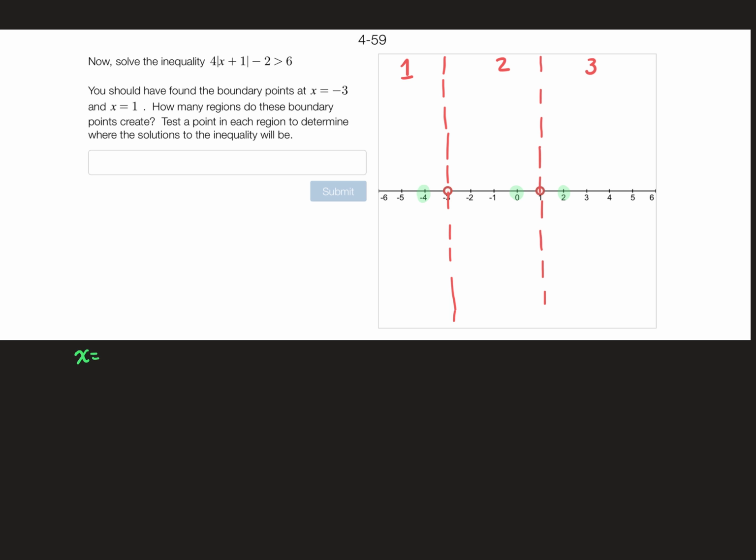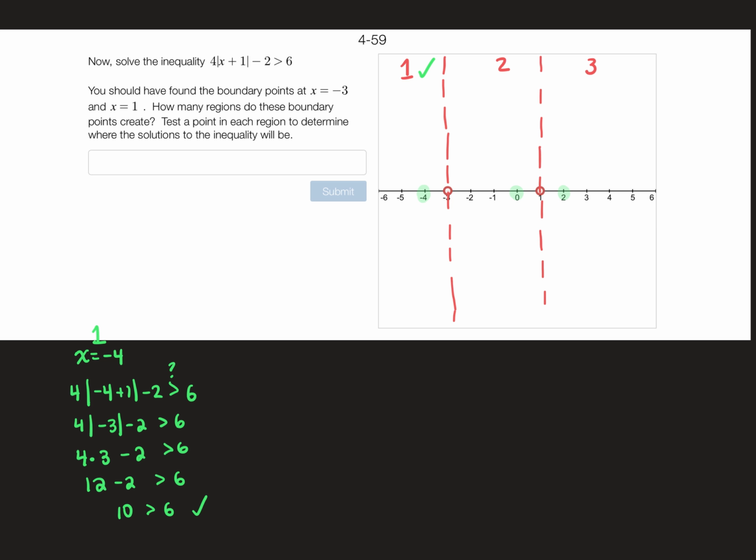So when x equals -4, that's region 1. I'm going to plug -4 into my inequality. So I'll have 4 times the absolute value of -4 plus 1, minus 2, and I'm trying to decide if that is greater than 6. All right, so I'd have 4 times the absolute value of -3. That's going to be 4 times 3 minus 2, which is 12 minus 2, and that is 10. And 10 is greater than 6. So I know the points in that region will work.